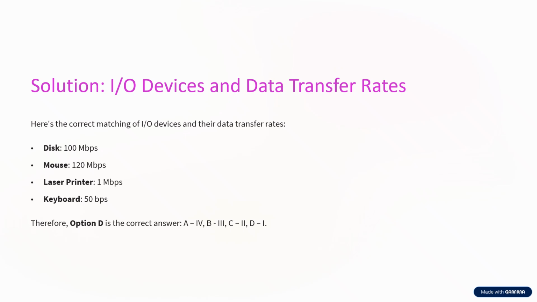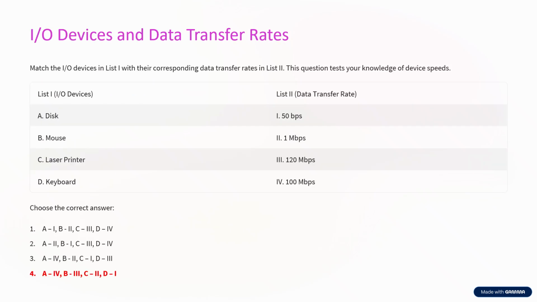The disk, the data transfer rate is 100 megabits per second. The mouse, 120 megabits per second is the data transfer rate. The laser printer data transfer rate is 1 megabit per second. The keyboard data transfer rate is 50 megabits per second. So therefore, option D is the correct answer. So option 4 is the correct answer.